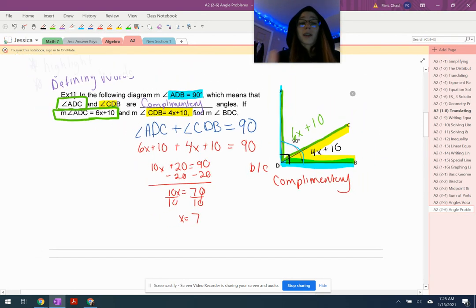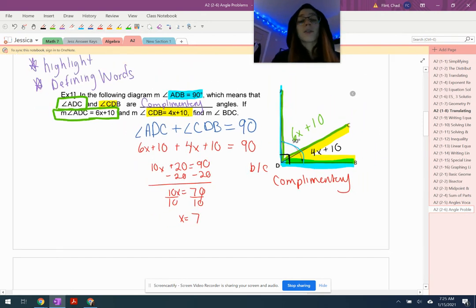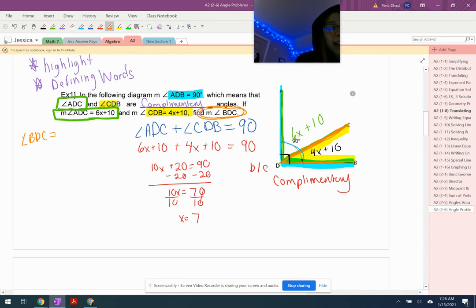So again, I have my x value, but now I need to go back and use that x value to make sure that I'm answering the question. Remember, the equation is too easy to solve for that to be all you do. So the question is asking us to find the measure of BDC. Oh, well, I can see from looking at the diagram here and highlighting it that BDC is the same angle as CDB. Angle BDC is the same as CDB.